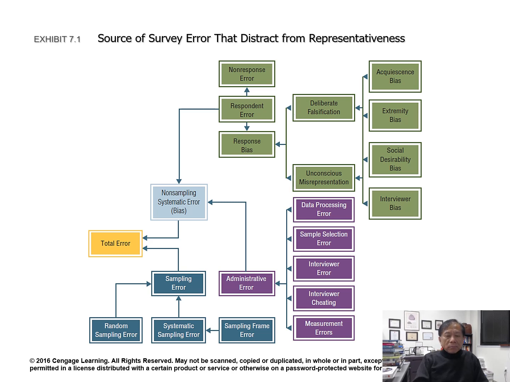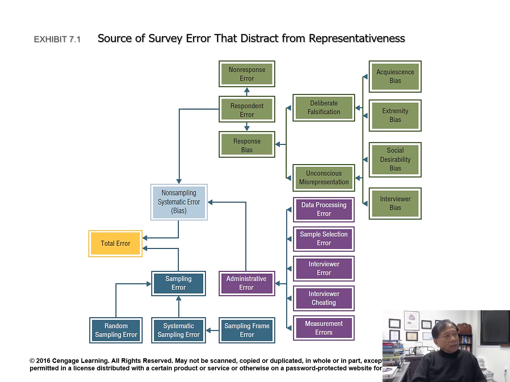This slide may be a little small, so just bear with me. On the left-hand side is the yellow box. That's your total error, all the errors combined. That error could be coming from non-sampling systematic error or from sampling error.